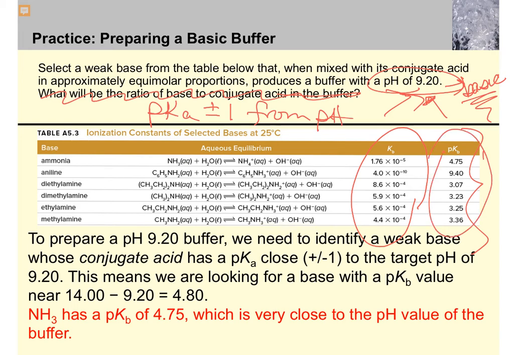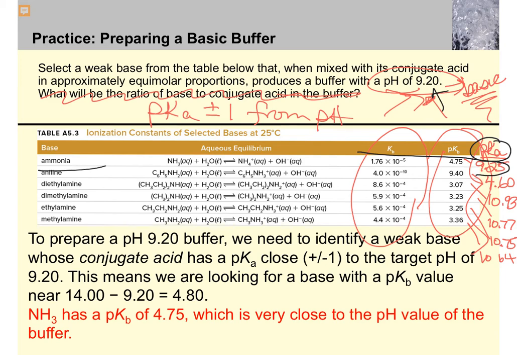So let's just add another column. Remember, to get from pKb to pKa, it's just 14 minus. So if you go through and write all the pKa's for these. All right, so now let's look at the pKa values and find the closest we have to 9.20. And that would clearly be ammonia.